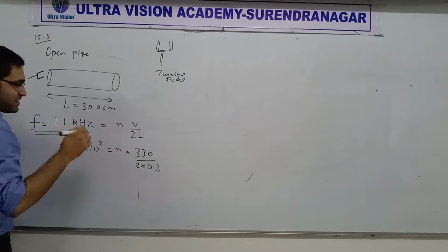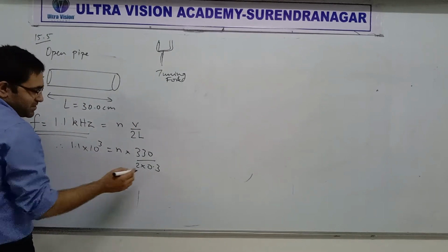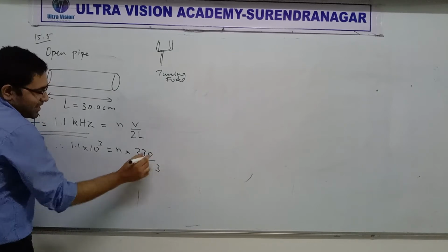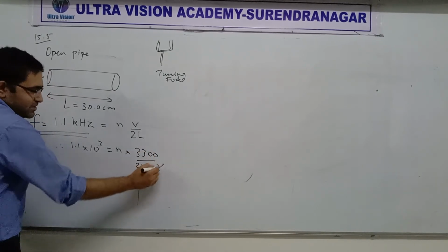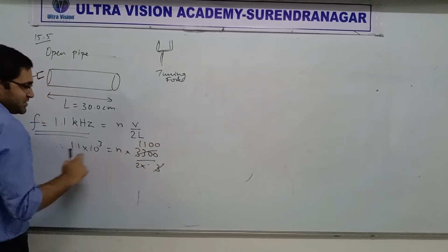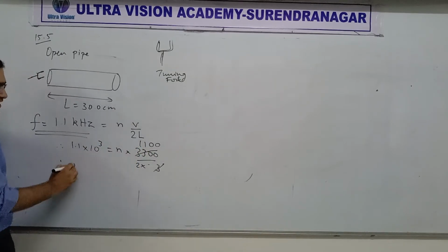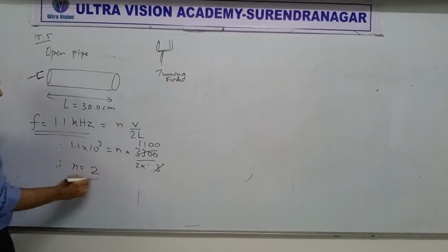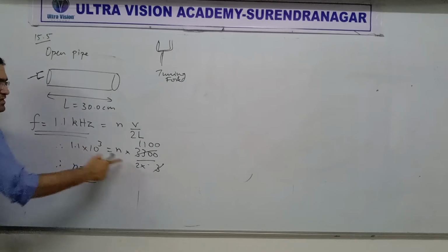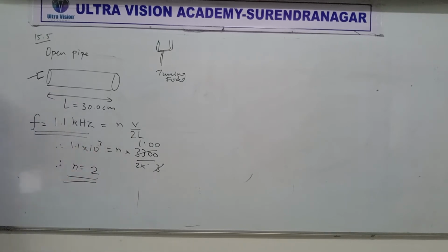See, we can do this very easily here. I will make this 3 and I will make this 3300. This cancels here, 1100. This is 1100, that's also 1100. n is equal to 2. Clear? Everything cancelled. n is equal to 2. Clear or not clear? n is equal to 2.